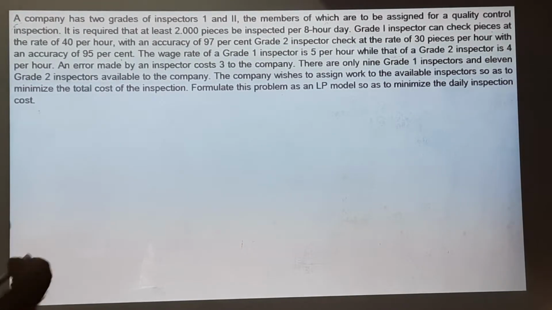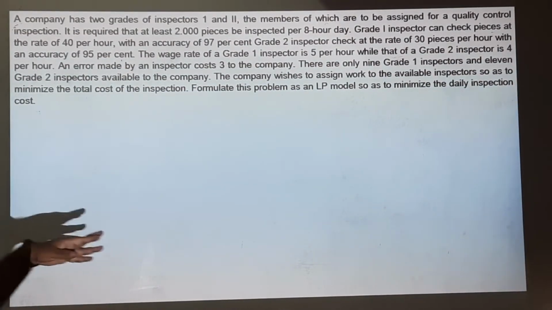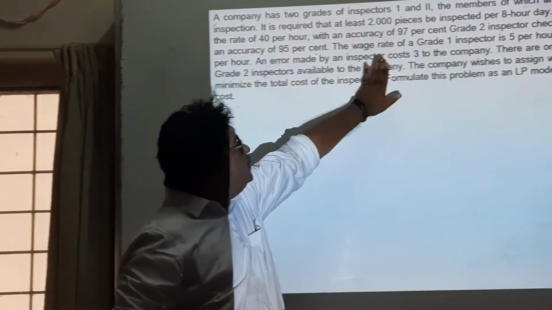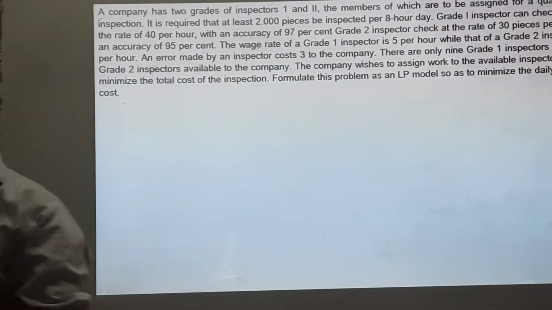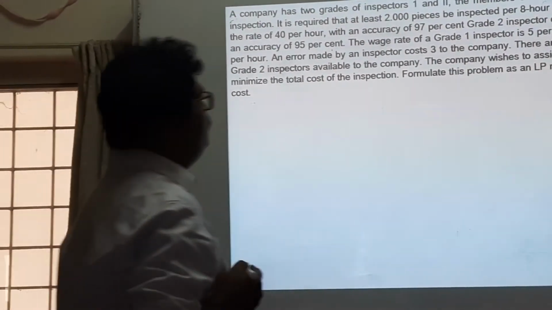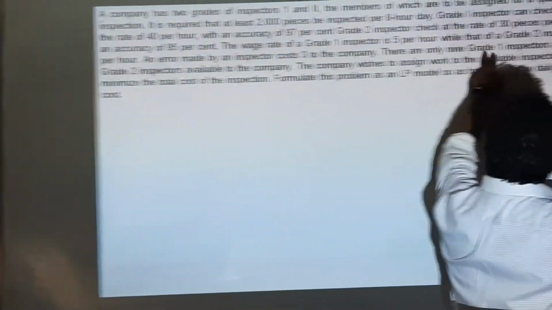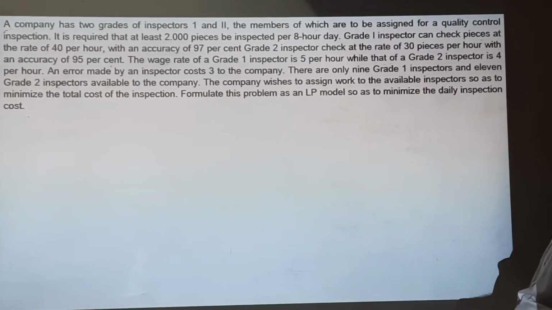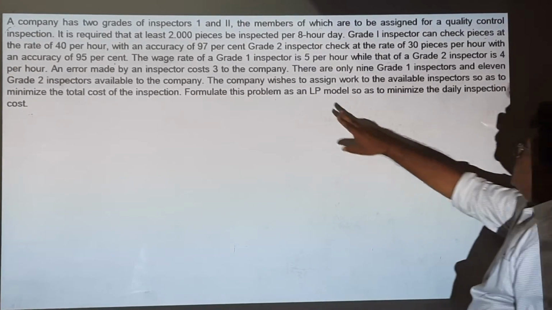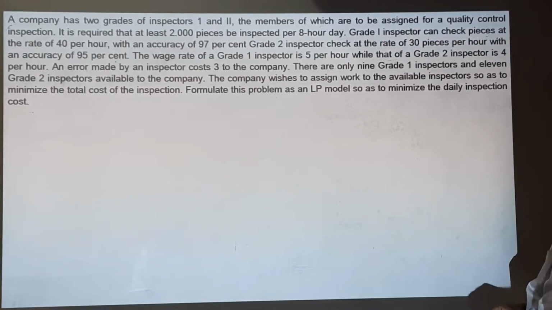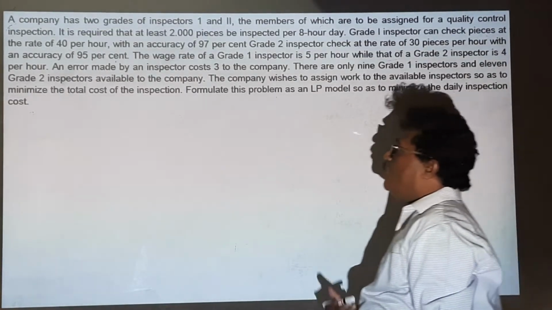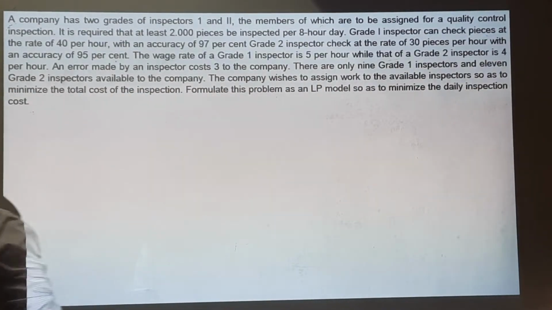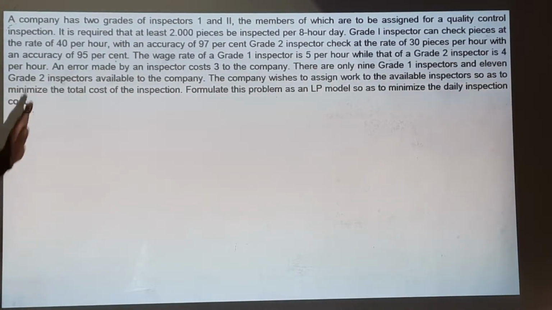The issue with defective items going through is that it will cost the company. So 3 rupees for any defective item allowed to go through the process. That is the cost. Now 9 grade 1 inspectors and 11 grade 2 inspectors are available to the company. The company wishes to assign work to the available inspectors so as to minimize the total cost of the inspection. Formulate this problem as an LP model so as to minimize the daily inspection.